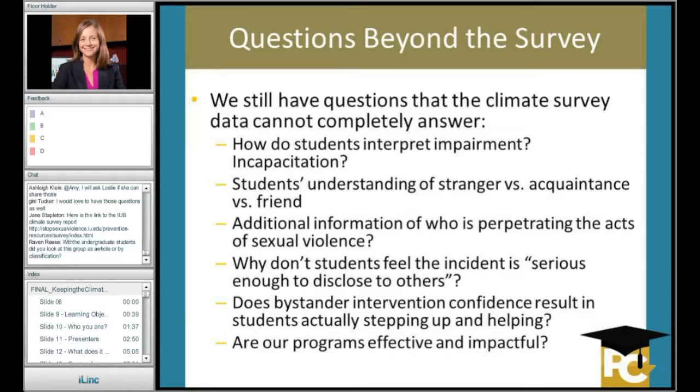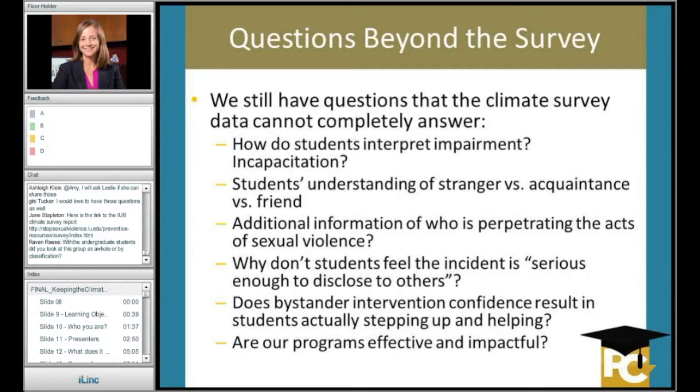Additional information about who is perpetrating the acts of sexual violence, trying to learn more about who it is. We didn't ask enough questions in our survey on that question. And then something that we found in our survey, as well as the AAU survey, when I looked to compare our findings compared to the AAU national findings, is that a large number of students said that they didn't tell somebody because the incident wasn't serious enough to disclose to others. So not just for our campus, but other campuses, what does that mean? Why do students feel like it was not serious enough to disclose? What is that trend or theme? And how does that impact reporting or prevention?